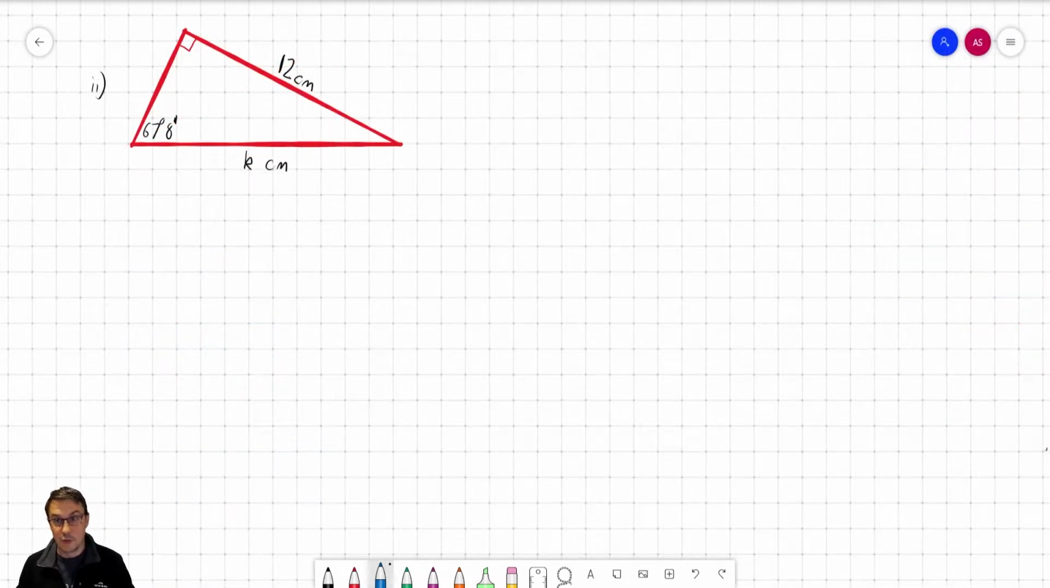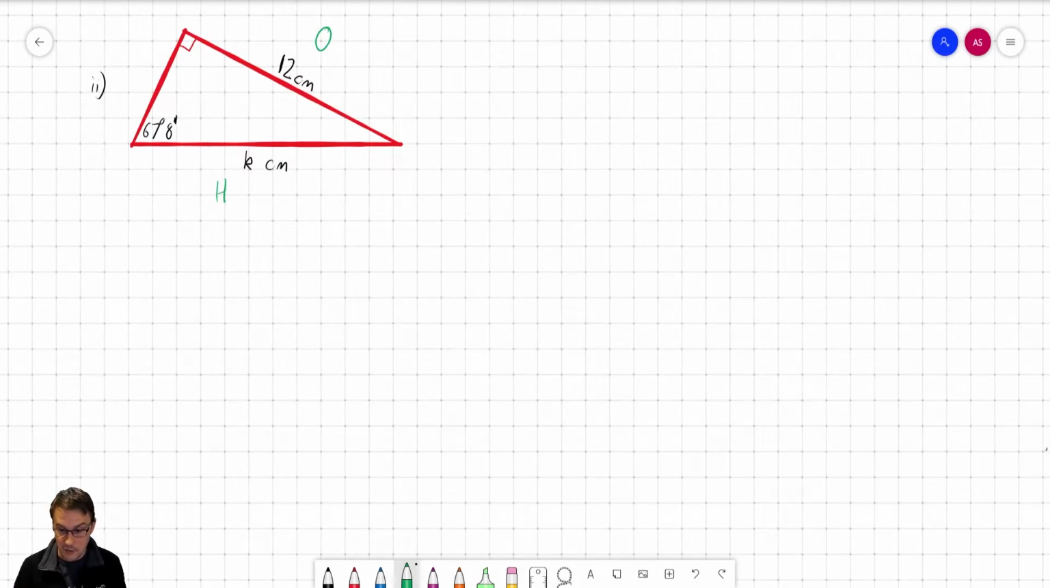In this next example now, we've got another right angle triangle, and we want to identify each of the sides that we have here. So first of all, we've got the hypotenuse side, so that's going to be k centimeters. So this is going to be our hypotenuse here. Now what we need to do is identify the other side that we've got, which is this 12 meters, and its relationship to the angle over here, which is 67 degrees and 8 minutes. Now, in order to do that, if we look here, it seems to be across from it. So this is going to be the opposite side that we've got here.